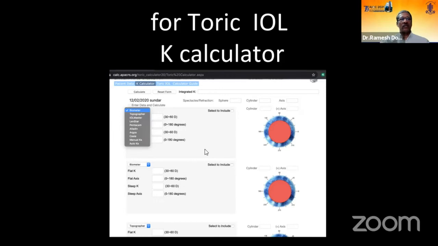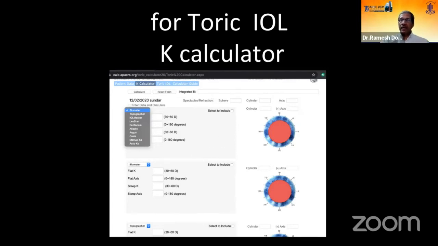You have the option of using 3 different instruments. It can be a topographer, IOL master, Lenstar, Aladdin, manual K, auto K. Any one of these can be used. 2 of the entries have to be from a biometer, and the last one has to be from a topographer. If you enter any 2 values, you will get an average value. If you can enter 3 values, you will get a median value. So the median value of 3 data points from the same patient is used to calculate the integrated K.